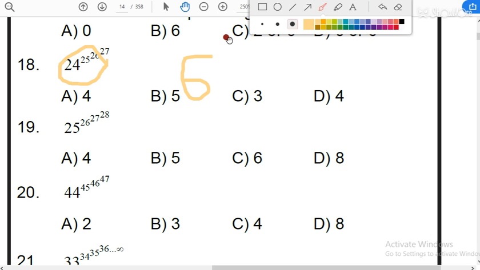So now I have to move to 6 raised to the power 27. So its unit place will be 6, but 6 is not available in the answer. So I have to check it again. Sorry for that. Let me check it again.